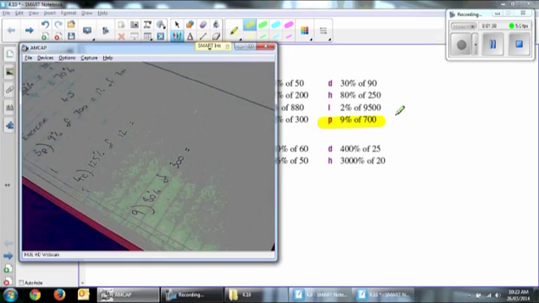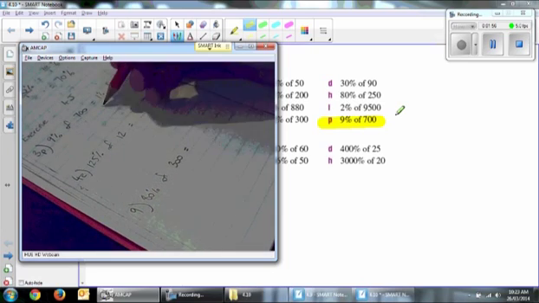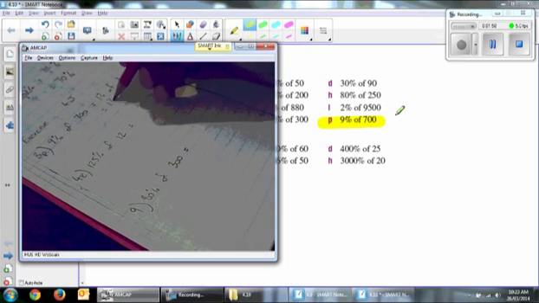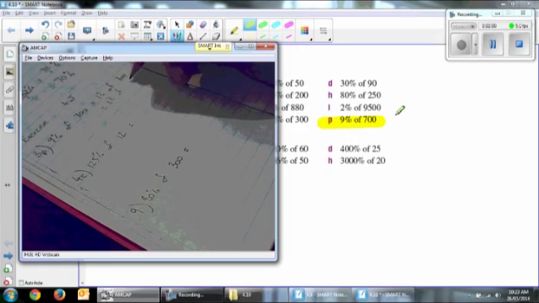Now, there's a few ways of finding this, okay? But probably the most straightforward way to find 1% of something is to divide it by 100. Okay, so how many times can 100 go into 700? Well, 100 can go into 700 7 times. So that means that 1% of 700 is 7.